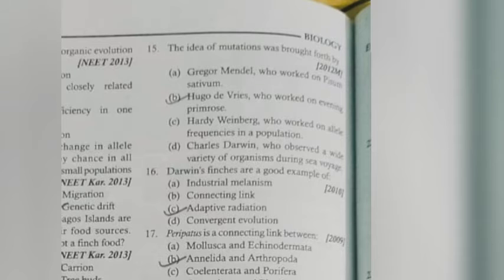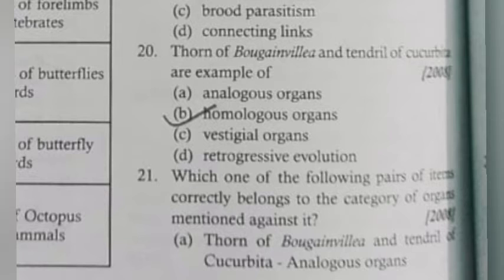Next question: the idea of mutation was brought forth by Hugo de Vries, who worked on evening primrose. So we have to remember the experiment which he has done, that is evening primrose. And the next question is a thorn of bougainvillea and tendril of cucurbit are examples of, answer is homologous organs.